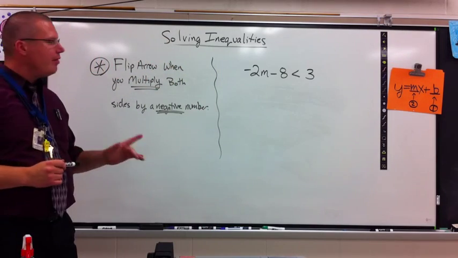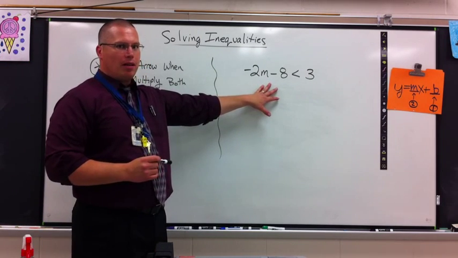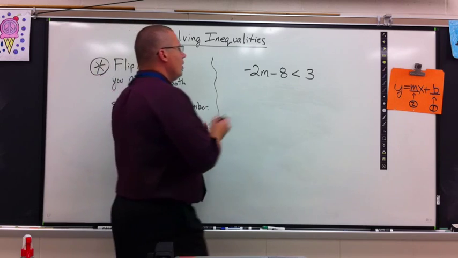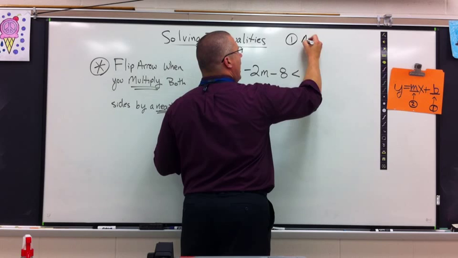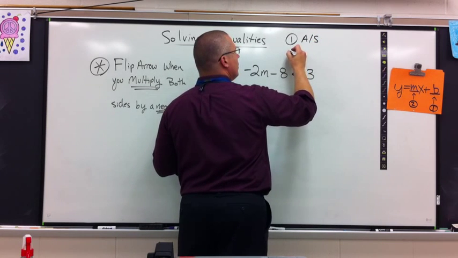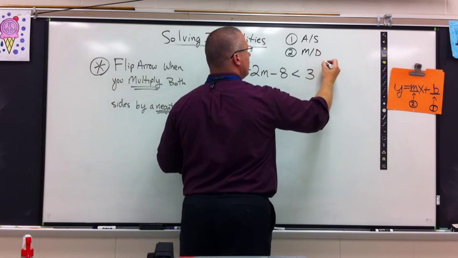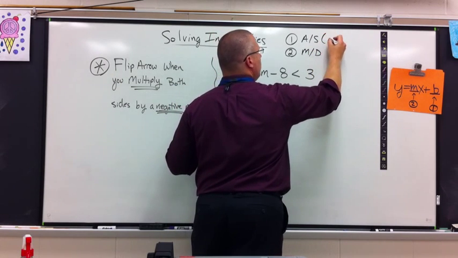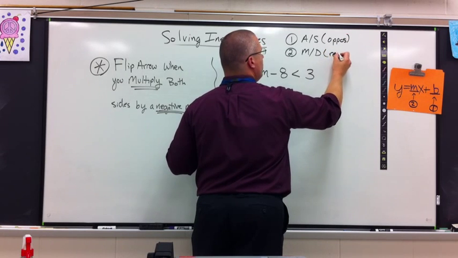So this is a look at one final example. This is a two-operation inequality. There's two operations. First, I always want to get rid of the add and subtract. Second, I'm going to get rid of the multiply and divide. The add and subtract we'll do with opposites. The multiply and divide we'll do with reciprocals.